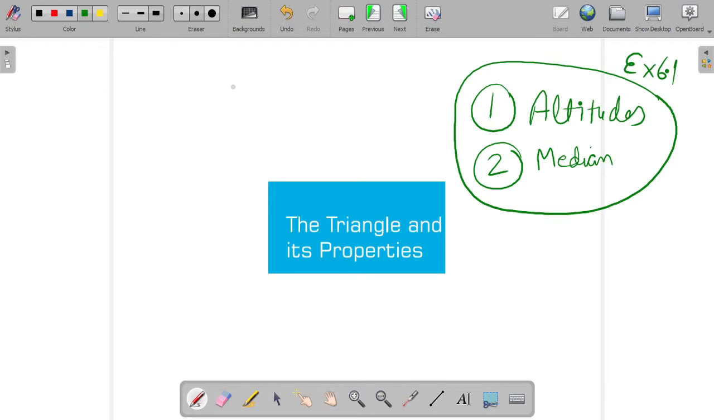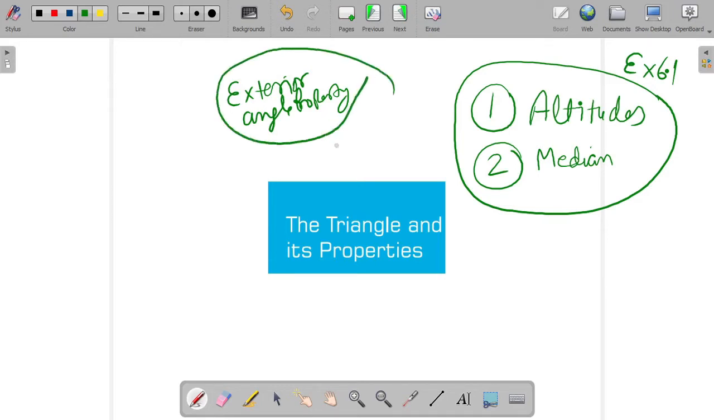That is exterior angle property. Second part is exterior angle property. That means the sum of interior opposite angles is equal to the exterior angle. This is of exercise 6.2. Third, angle sum property.